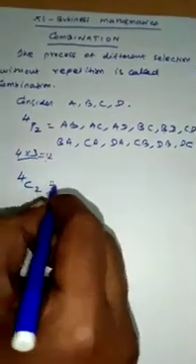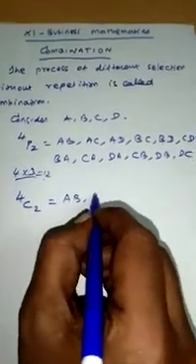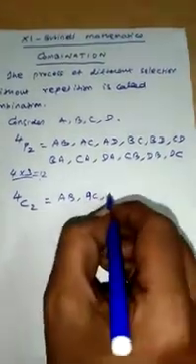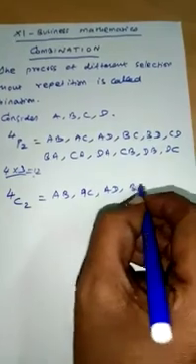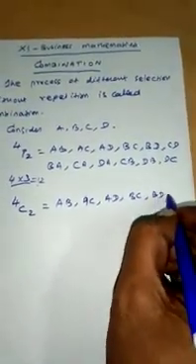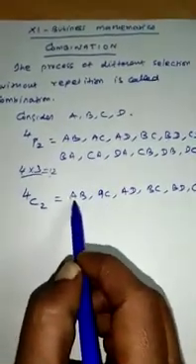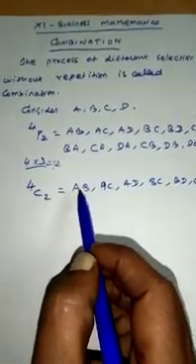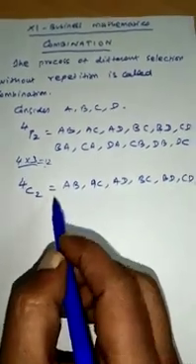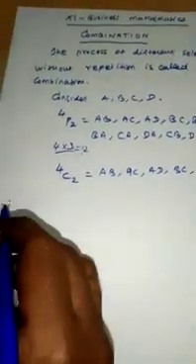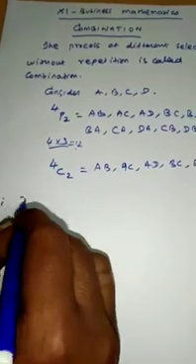4C2 means only selection. Don't bother about order: AB, AC, AD, BC, BD, CD only. AB and BA are the same selection, right? Therefore, the definition.